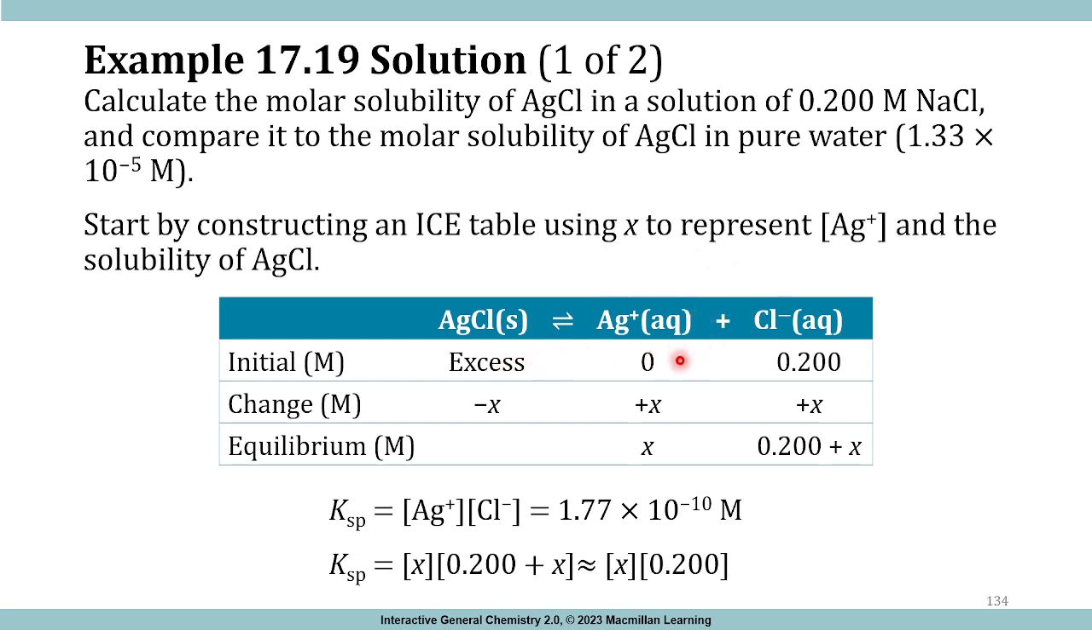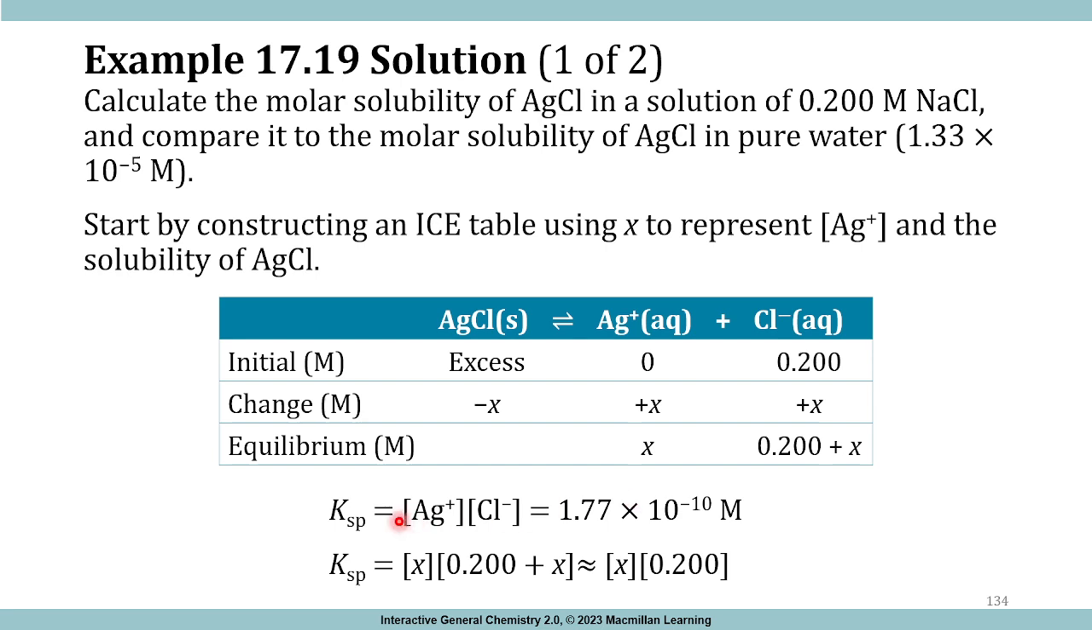Now, we don't have any silver starting, do we? But we have 0.2 molarity of a strong electrolyte, and that has chloride it's going to make. So the chloride actually starts off at 0.2 molarity, and so we put that into our ICE problem. This is going to again be minus x, plus x, plus x because they're 1-to-1 ratios. And our final equilibrium values are x and 0.2 plus x.